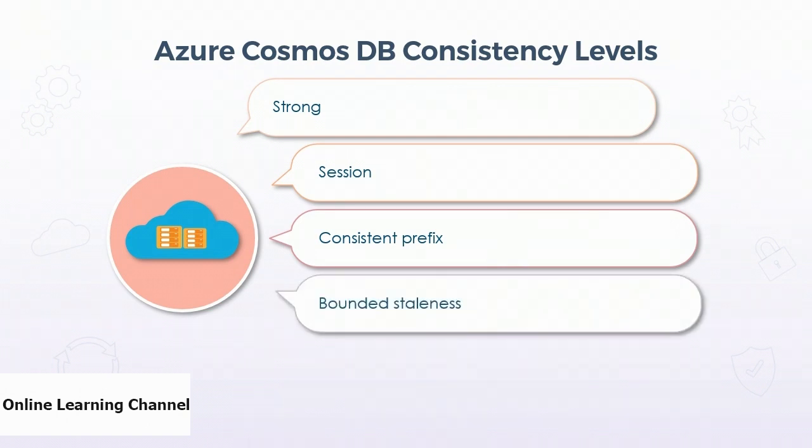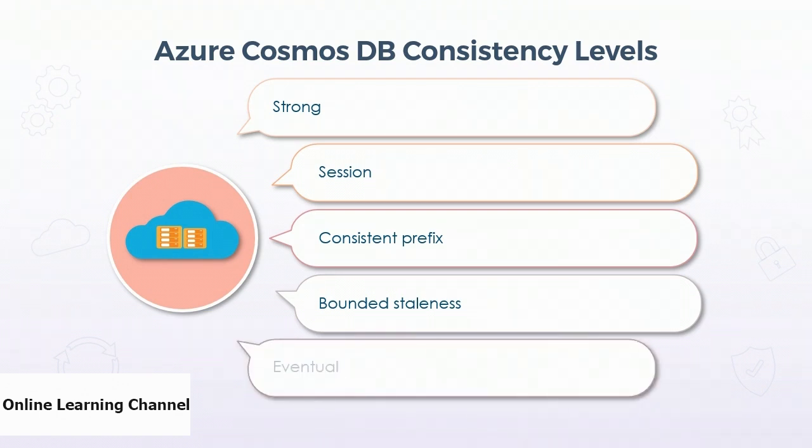Bounded staleness consistency is closer to strong consistency. With this consistency, reads are guaranteed to be in order, but they have a certain amount of staleness to them. The difference between bounded staleness and the consistent prefix option that we talked about is that you can configure the staleness. And lastly, we have eventual consistency. Eventual consistency only makes one guarantee: all your data will eventually be replicated. There is no guarantee of order, and all it's saying is that your data will eventually find its way to all the replicated databases.